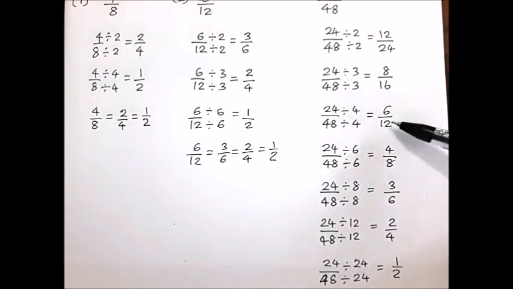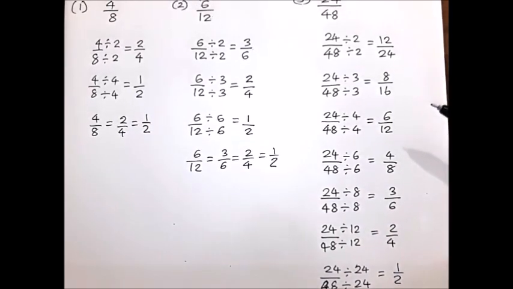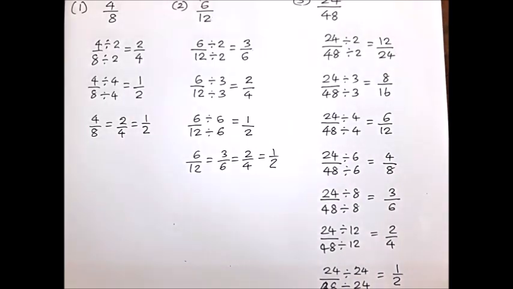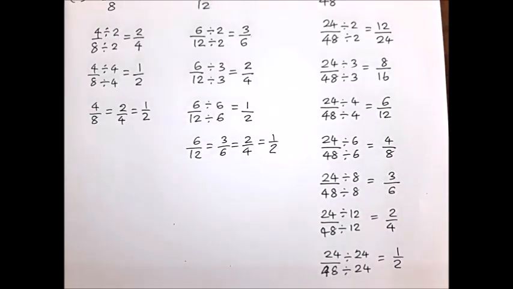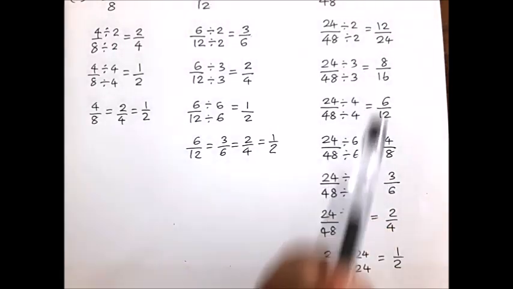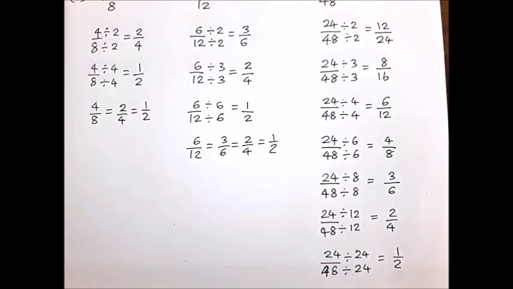There are 7 equivalent fractions we wrote for 24 over 48. But in the exam they ask to write 2 equivalent fractions, write 3 equivalent fractions. When you are writing answers for the paper, you don't want to write all equivalent fractions. Write answers for what they are asking. If they are asking to write 2 equivalent fractions, just write only 2 equivalent fractions.